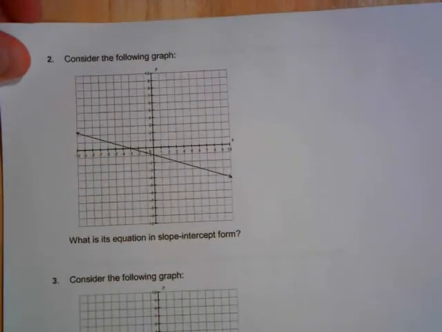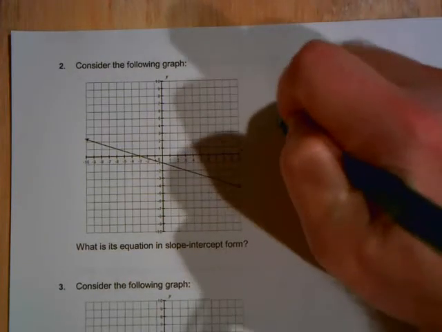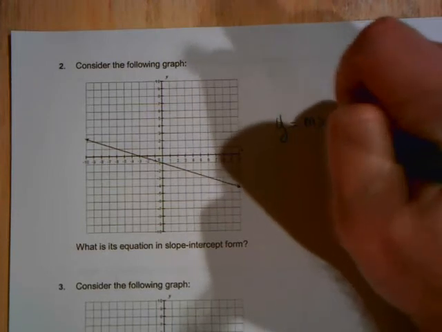Alright, well now we're going to go backward. Now, it gives us the graph, and it wants us to come up with the equation. In the past, I gave you the equation, and you gave me the graph. Pretty much completely backward now. Well, it's really not as difficult as you might think.